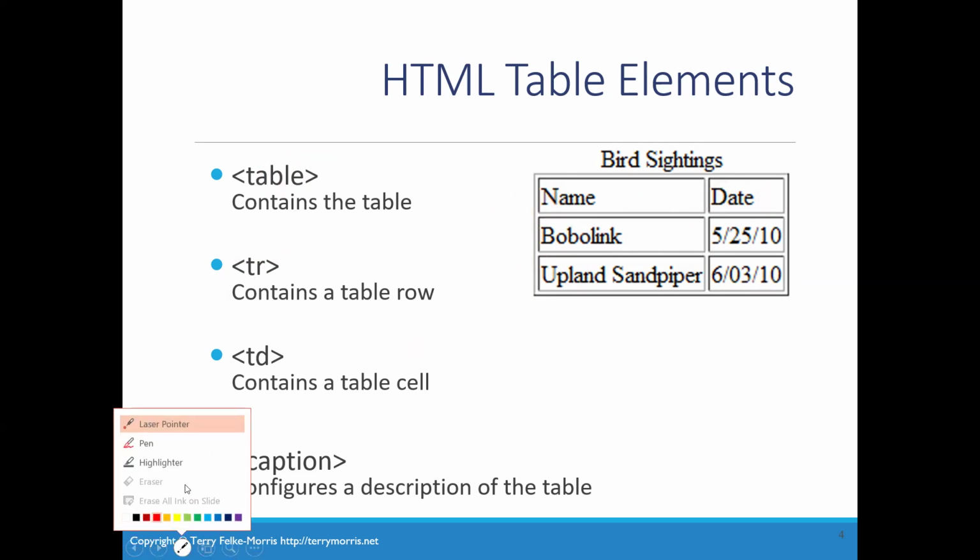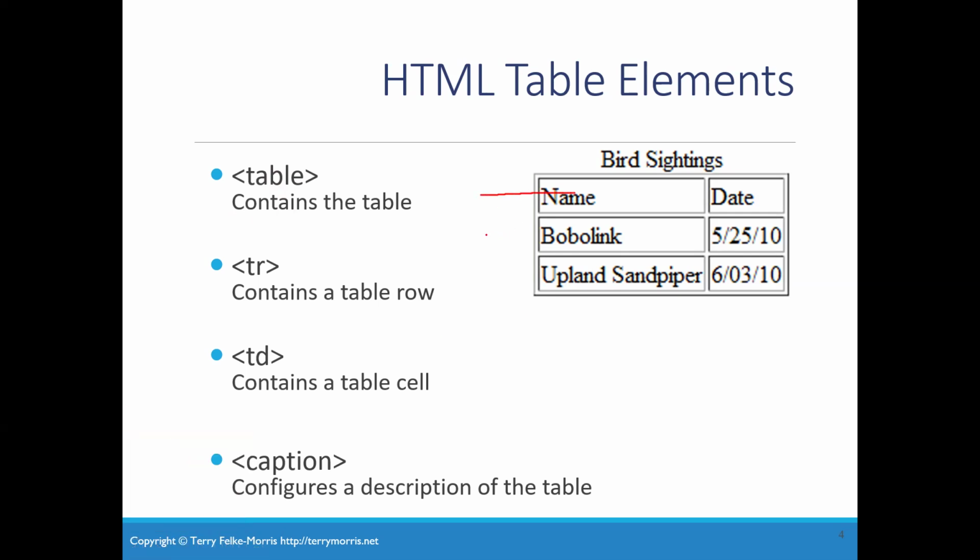So let me use the pen. This is a row, this is a row, and this is a row, right? So this whole line, from here all the way to the end, that's a row. From here going to the end is also a row. From here going to the end is a row. So to let HTML draw a table on your website, you'll be using this TR element for every row of items.